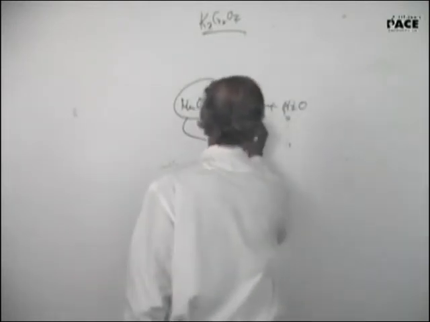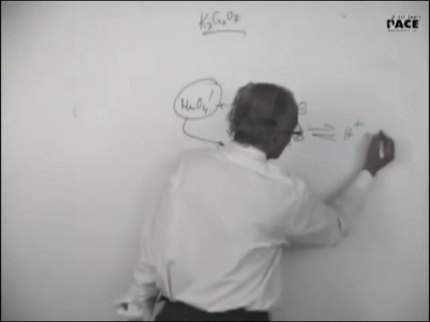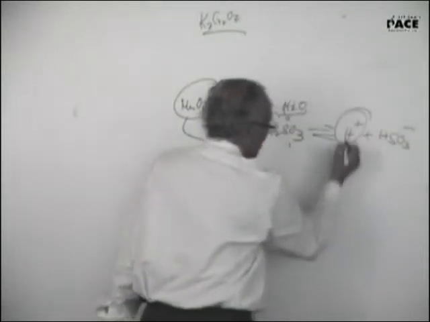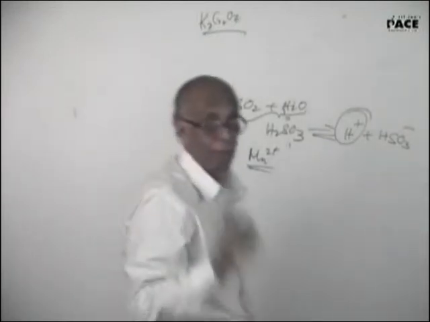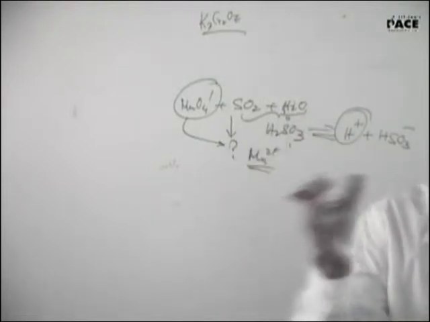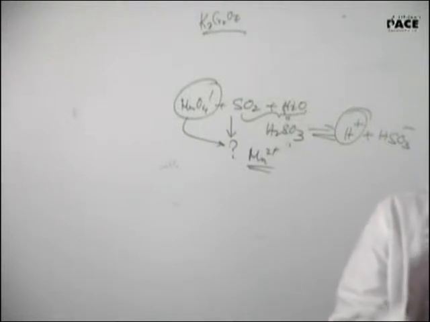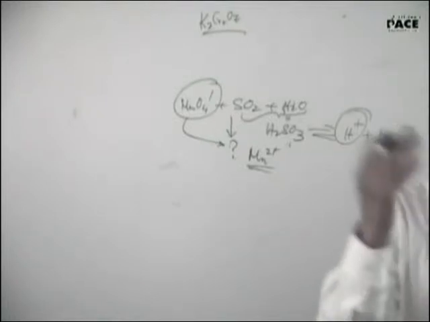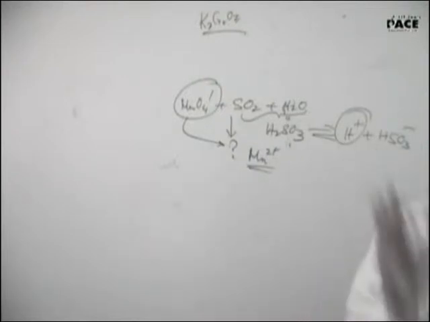Because sulfur dioxide plus water gives sulfurous acid, which ionizes to give H plus and bisulfite ion. And this H plus is strong enough to give manganese 2 plus. So you have to be careful: just because there is water, don't get carried away by manganese dioxide. You have to see whether water can generate acid or not. Sulfur dioxide with water gives sulfurous acid, which ionizes to give H plus, so the medium is acidic. So the product is manganese 2 plus and not manganese dioxide.